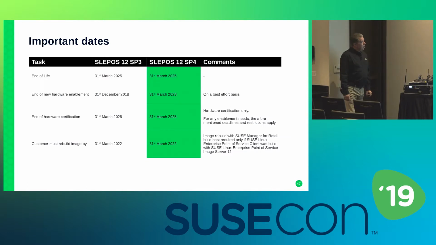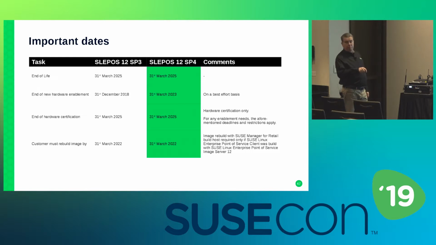Okay. Some important dates to be aware of when it comes to the point of service clients. As I said, they're supported until 2025. However, I would say the most important one is this line here. By enabling of new hardware, what we mean by that is like the new processors coming out, new network drivers, those type of things, right? We will make that on best effort basis. We'll put that into the code base based on these two dates, okay?